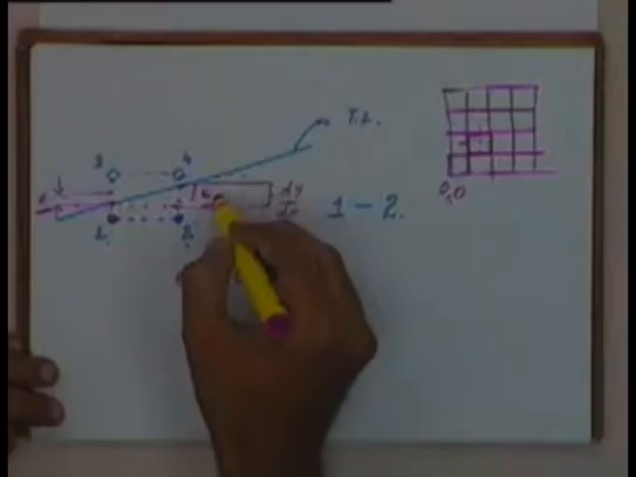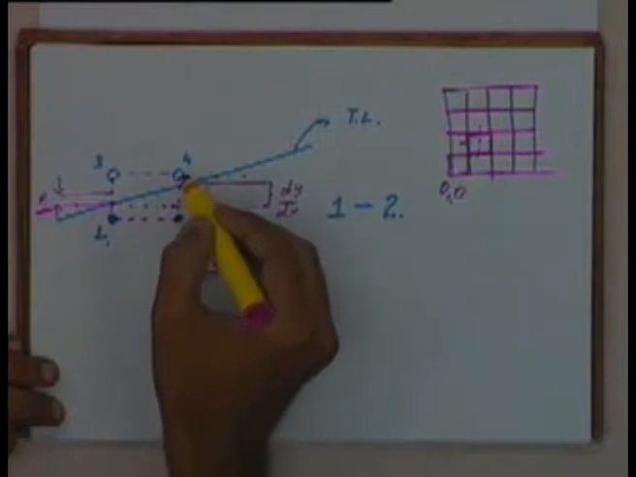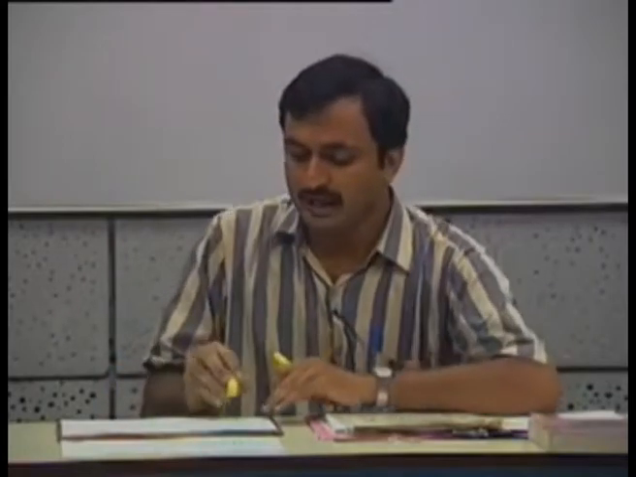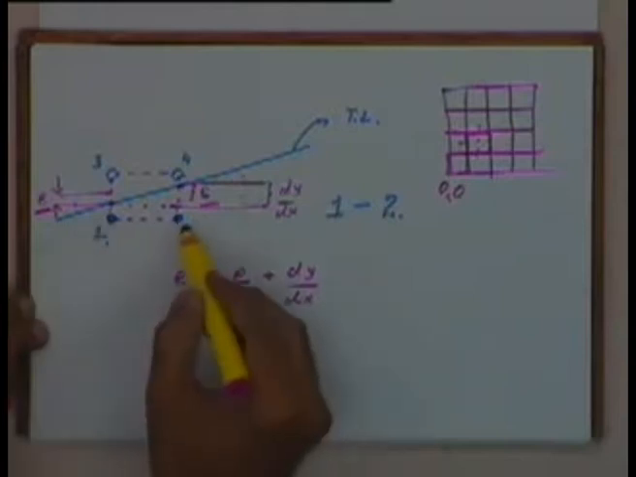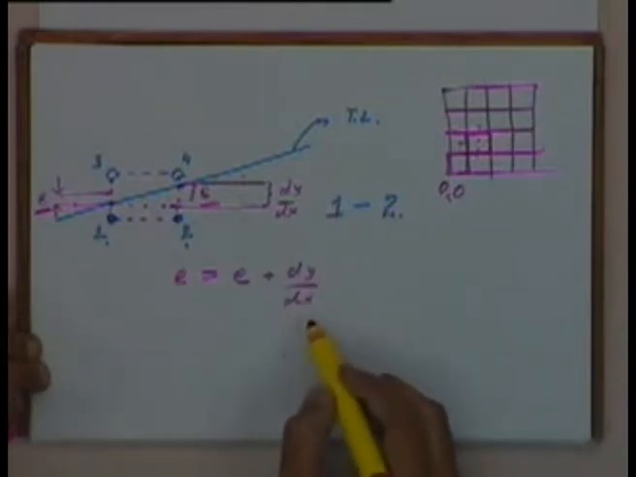So the center is the center of this square. Actually the pixel is at the center, but we are looking at the line at the beginning of that pixel. Okay, the position of the line at the beginning of that pixel. So as we move from one pixel to the second pixel in this orientation, the error term would change by an amount equal to dy by dx. Is that okay?